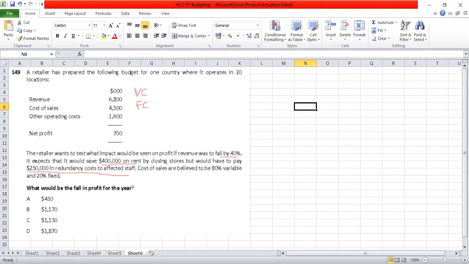Now we have to test what is the impact it will have on the profit because of this decision. The decision is to test what if the revenue falls by 40%. Revenue is 6,800,000. So that is what is given. If that revenue is going to fall by 40%, so how much is that? So let's just check that.